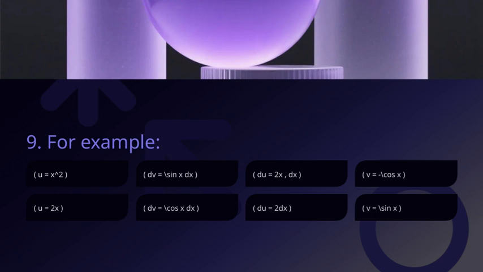For dv, we see two options. One is cosine x times dx, and the other is sine x times dx. These represent the derivatives of sine and cosine functions, respectively. Finally, u equals 2x in one case, and u equals x squared in another, reinforcing how different choices of u can simplify our differentiation process. Overall, these points highlight the importance of recognizing the derivatives of basic functions and how choosing the right substitution can make differentiation much more manageable.